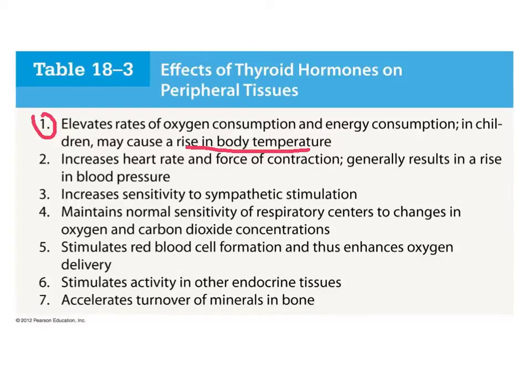Thyroid hormone also increases the blood pressure by raising the heart rate and the strength of contraction. There are a variety of other ways by which thyroid hormone keeps the systems of our body functioning well, as laid out here. This is table 18.3 in your textbook.